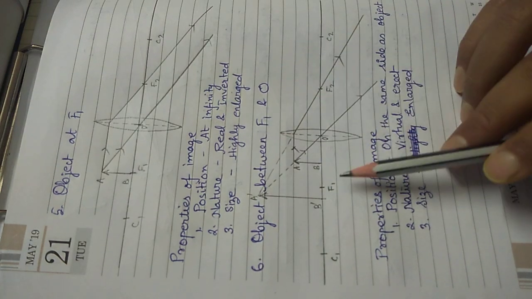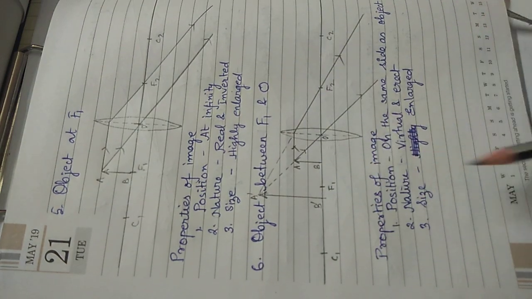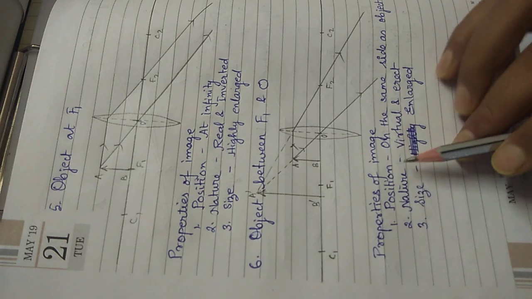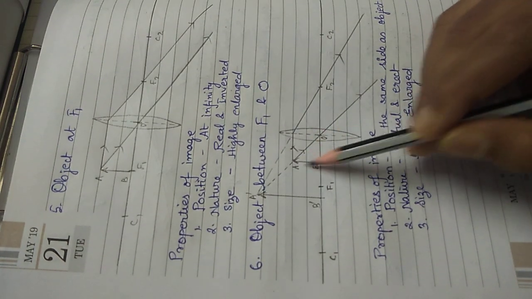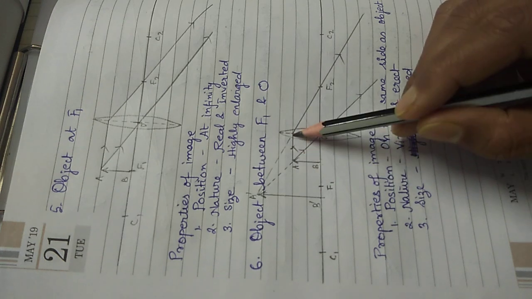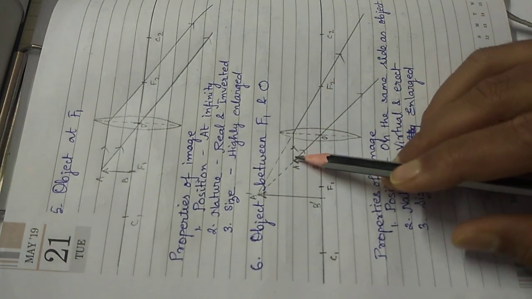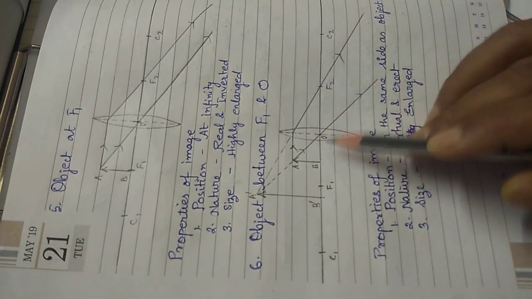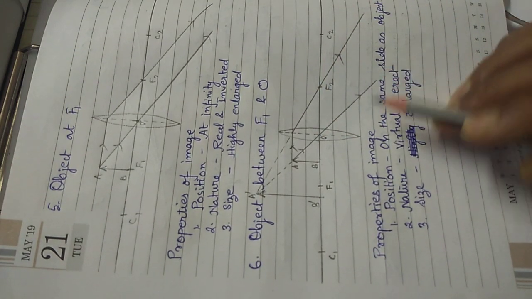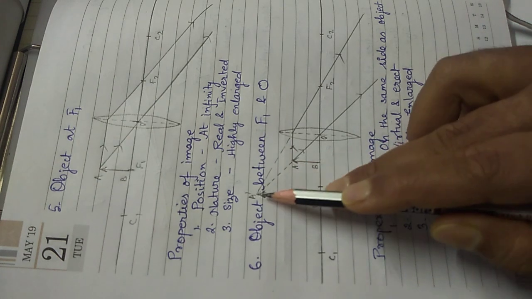Object between F1 and O. So here you see, between F1 and O, I have drawn the object AB. One ray passes parallel through F2, and the other ray I have made pass through O. Both the rays are diverging, moving away from each other, so they will never meet. So in order to make them meet, I produce them backward.